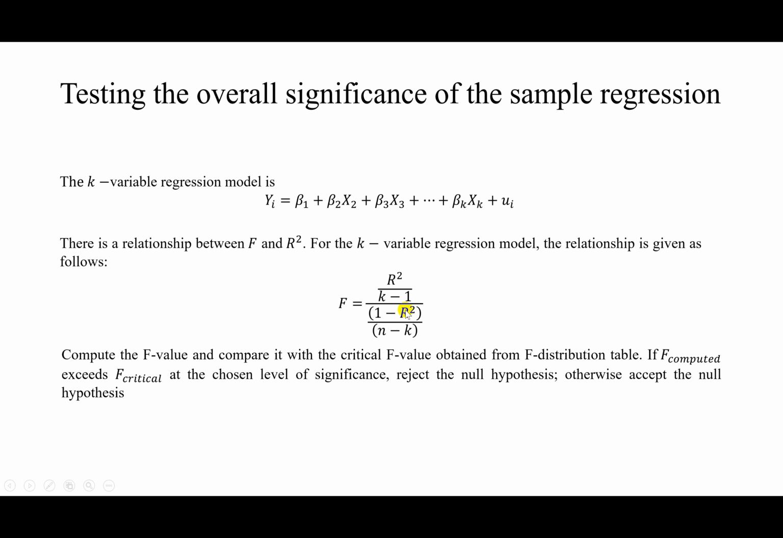So this ratio, this F value, will give us the calculated F value or computed F value. That is, using this formula we have to compute the F value and then compare it with the critical F value obtained from the F distribution. If the computed F value exceeds the critical F value at the chosen level of significance, then we may reject the null hypothesis, otherwise accept the null hypothesis.